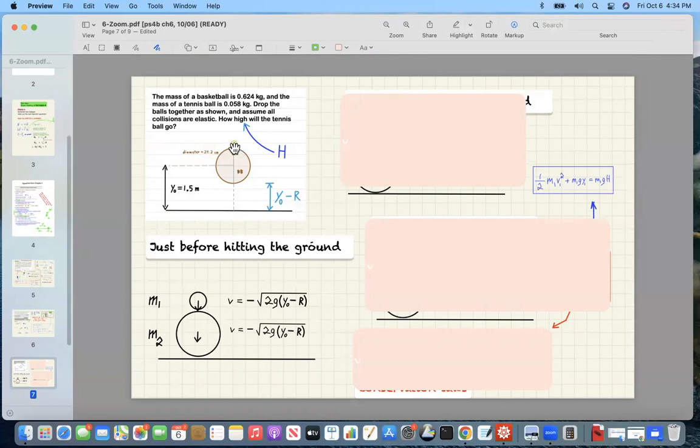Or if you did the same thing with the tennis ball, if you held the tennis ball at a certain height, you dropped it, it'd go down, bounce off the ground, and come back more or less to the same height where you dropped it from.